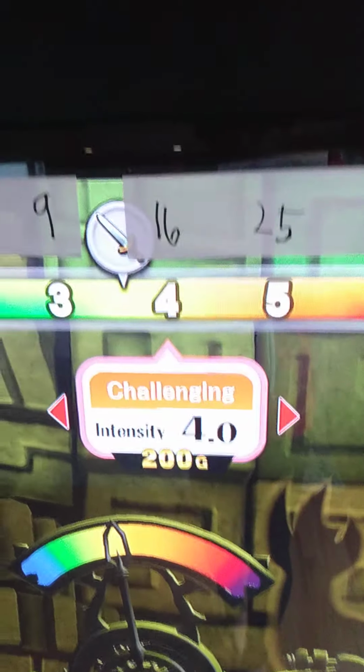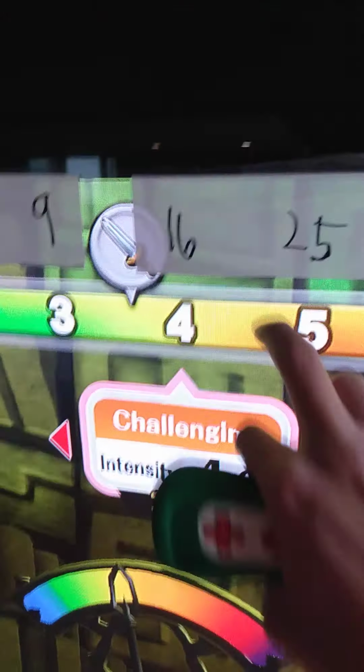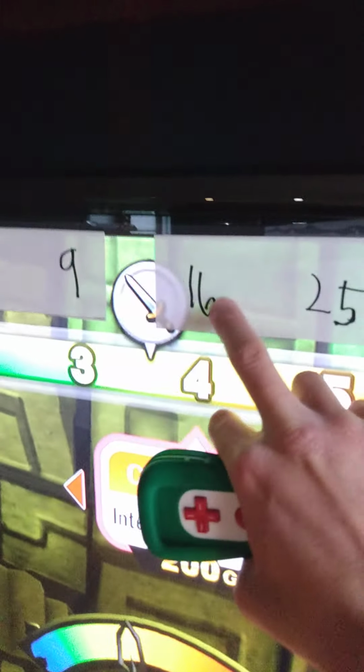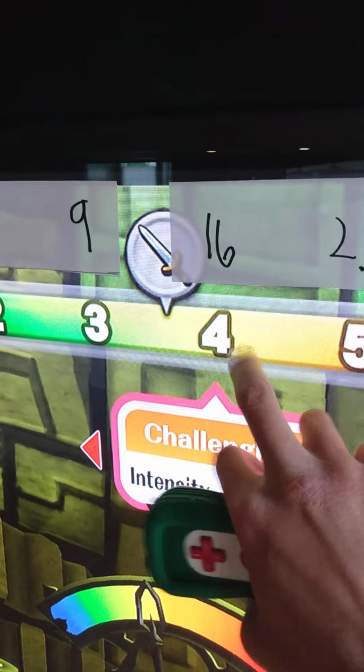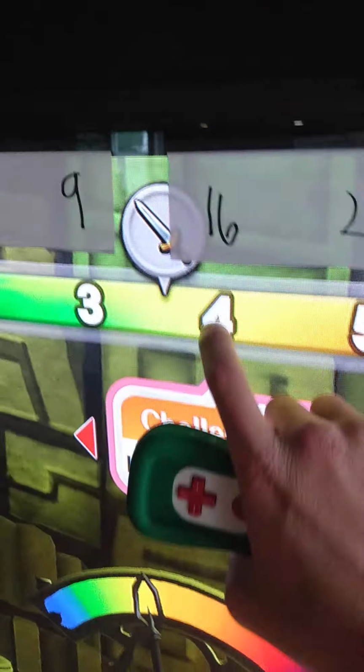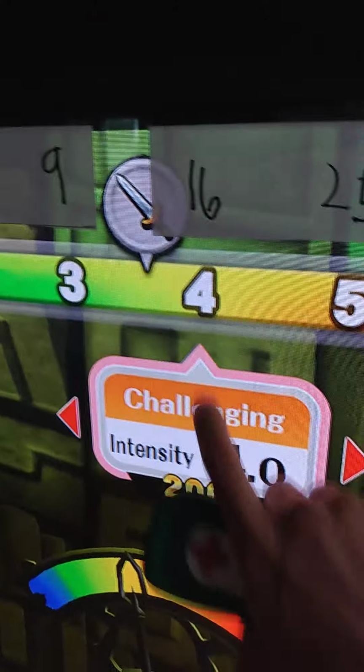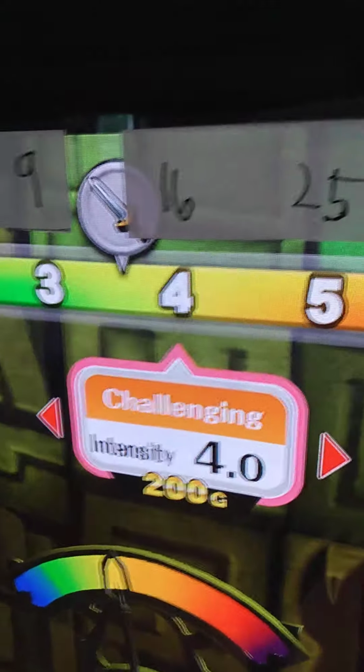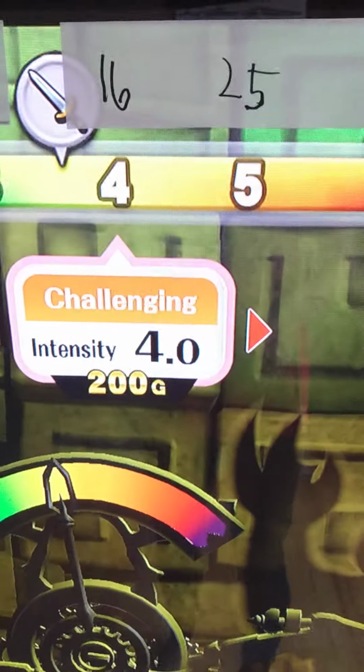16 is a perfect square of 4. So we use this number line, because that's a perfect square, and this is 4 times 4, so it's multiplied by itself. Let's reset our counter back to 0.